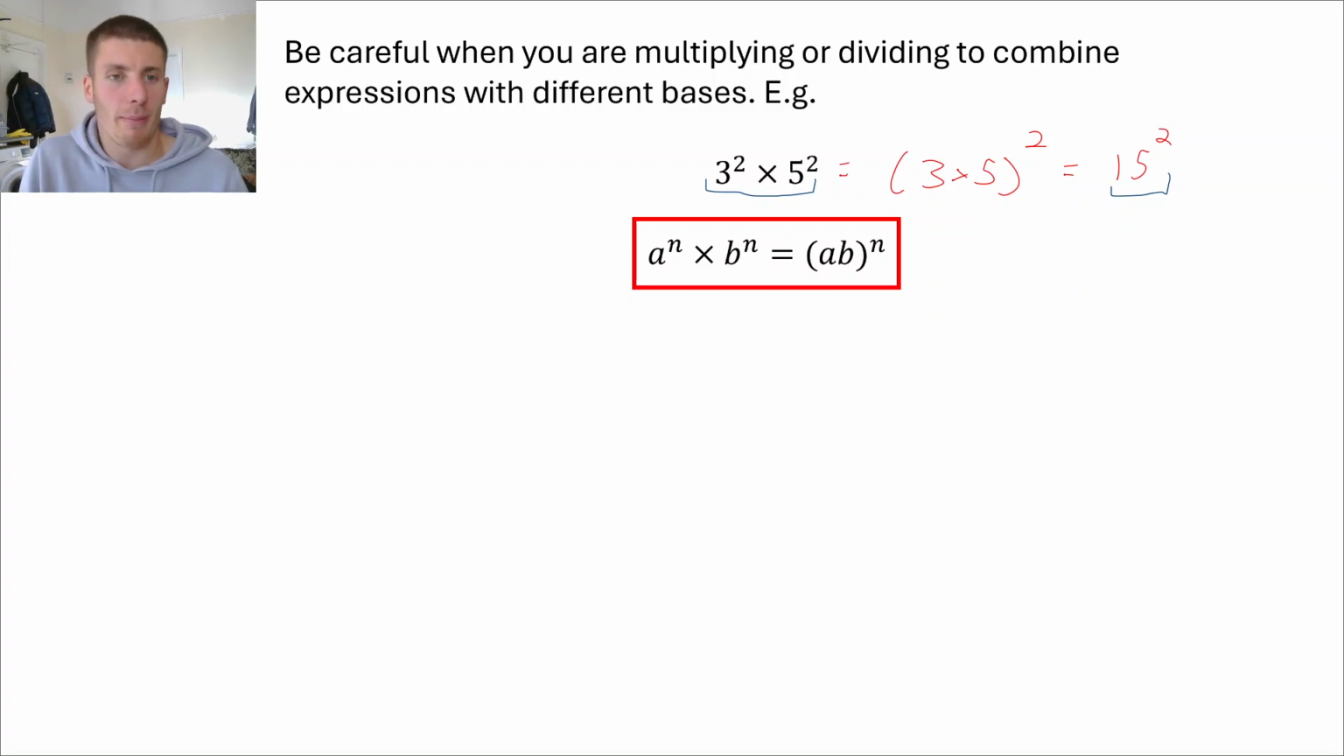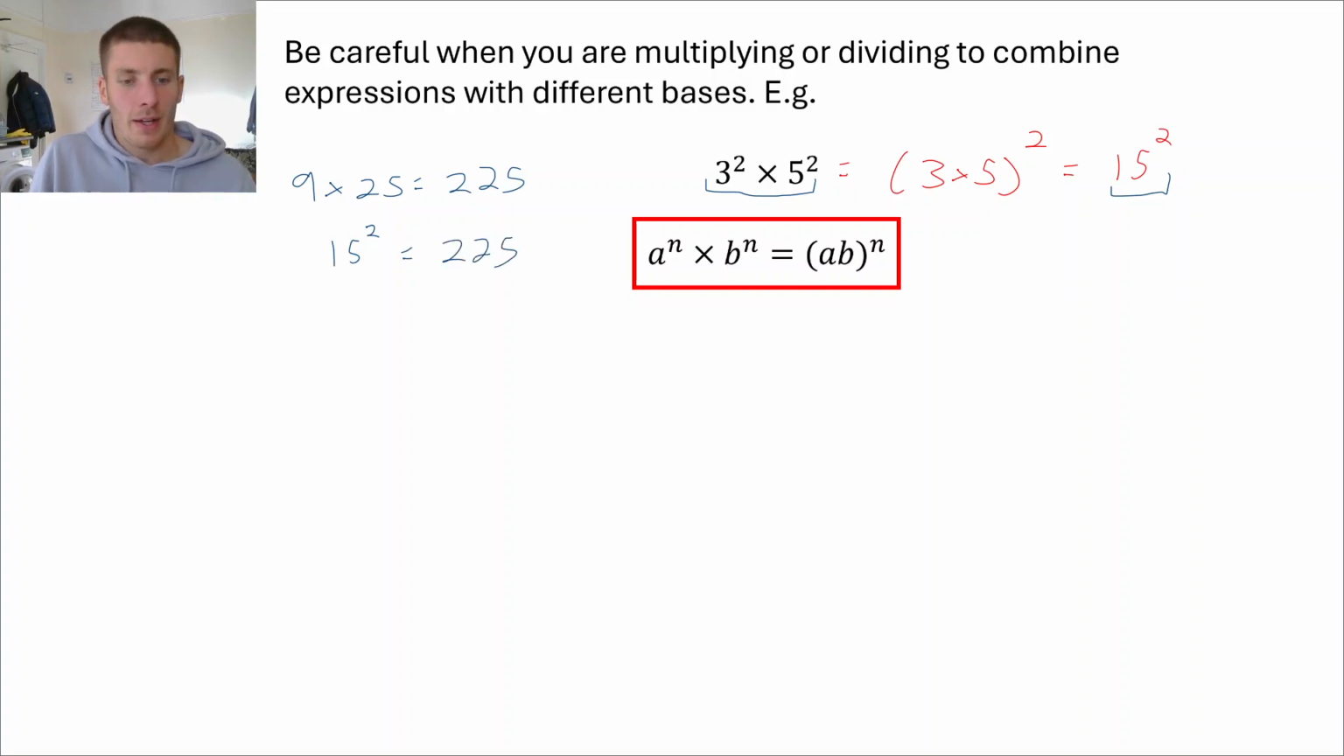And let's check it, right? Because, well, what is 3 squared? 3 squared is 9. What's 5 squared? 25. Well, what's 9 times by 25? It is equal to 225, okay? Which is exactly the same thing. 15 squared, we know is 225.